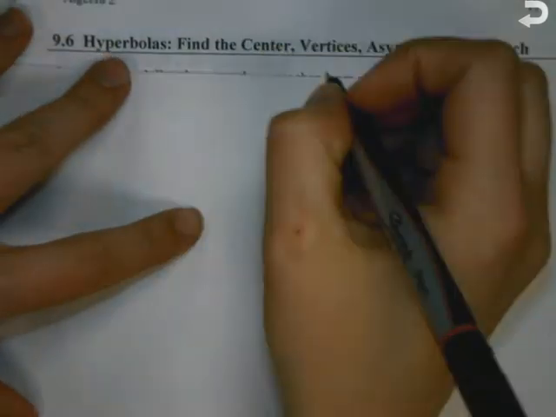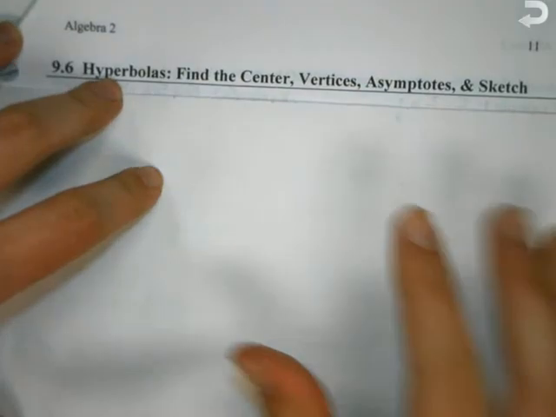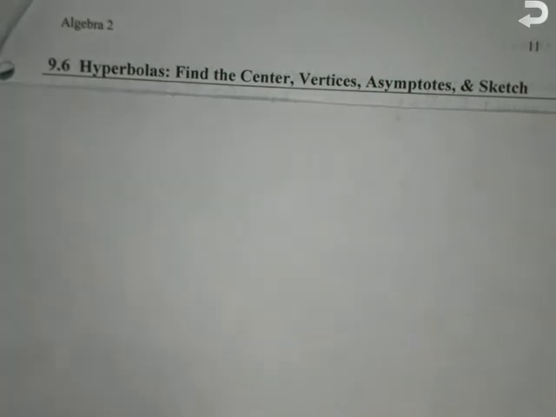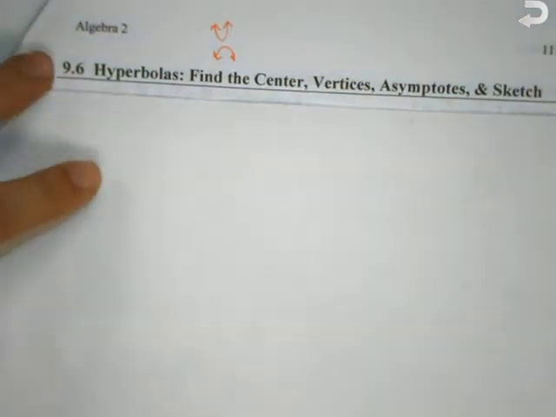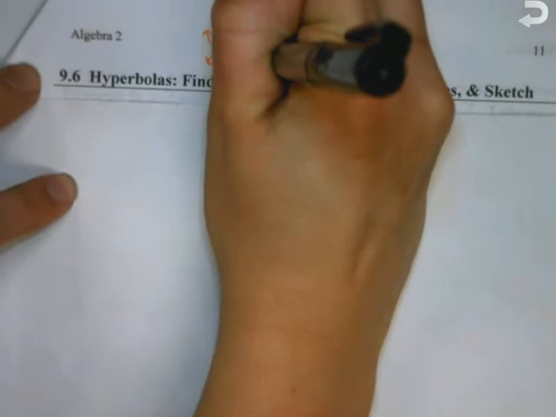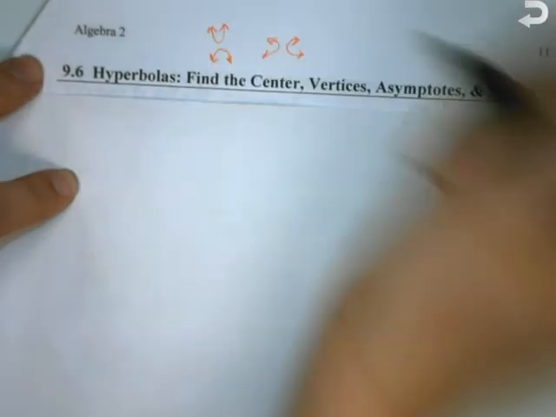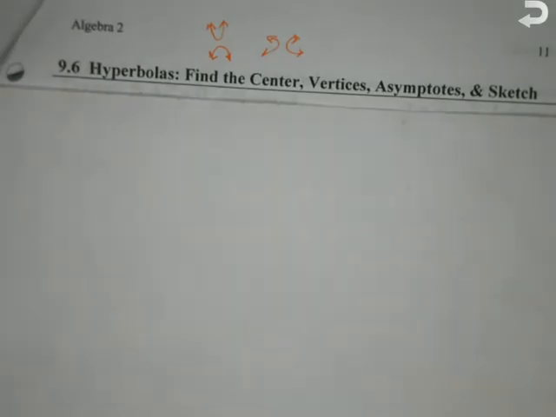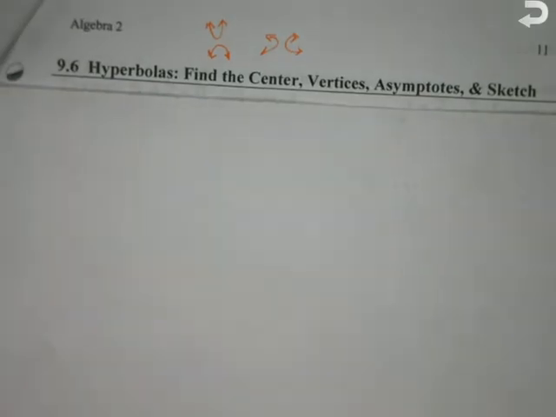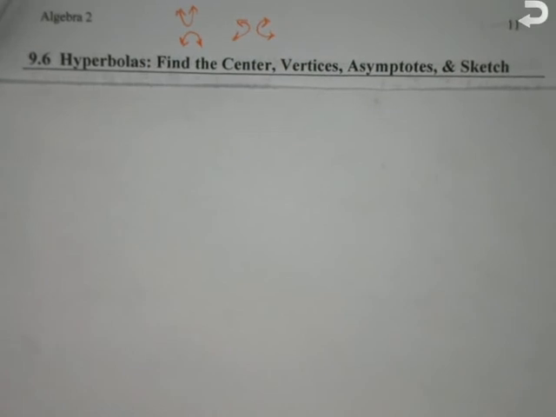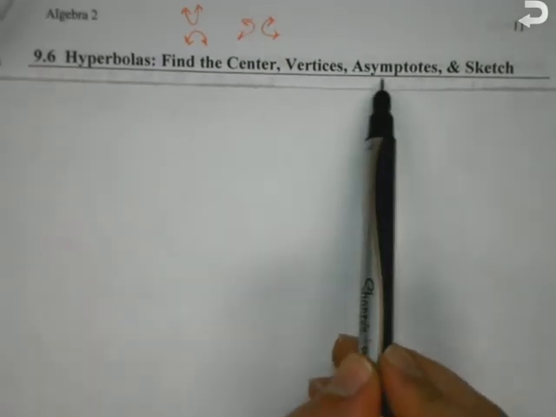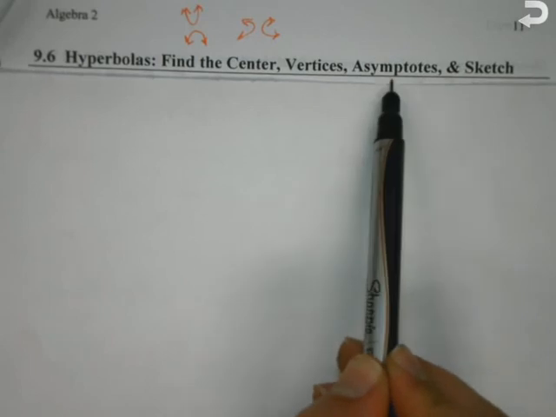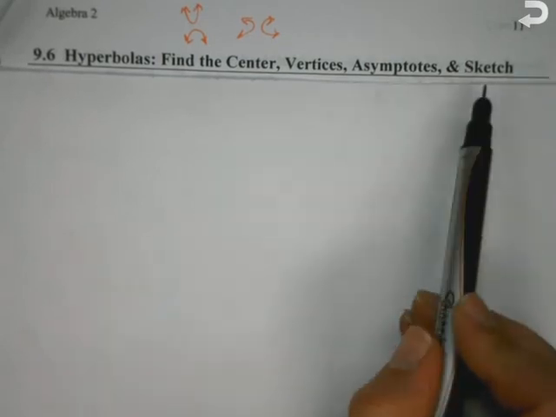A hyperbola has two parabolas, either one going up and one going down, or one going left and one going right. So the hyperbola is two parabolas mirroring each other. Okay. Today we are going to be looking at finding the center and vertices. We're going to learn about a new term called an asymptote, and then we're going to sketch the hyperbolas.